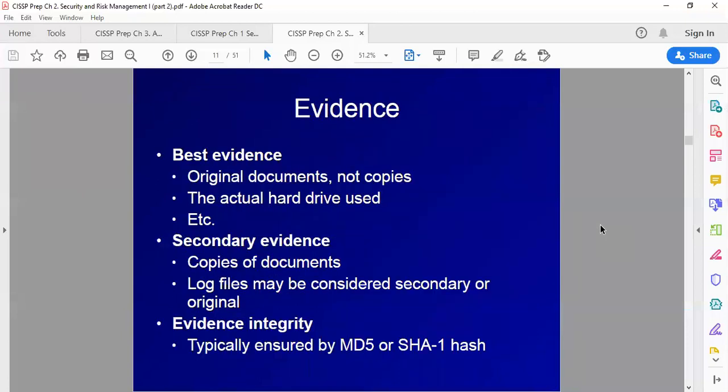Okay, so this is evidence, best evidence, secondary evidence, and evidence integrity. Okay, so MD5 hashing. If you are doing a forensic investigation of any documents, first of all, you will check the SHA key or hashing value of the particular document. If the hashing value has changed, then we can say that it has been modified, so it will not be considered in legal matters.